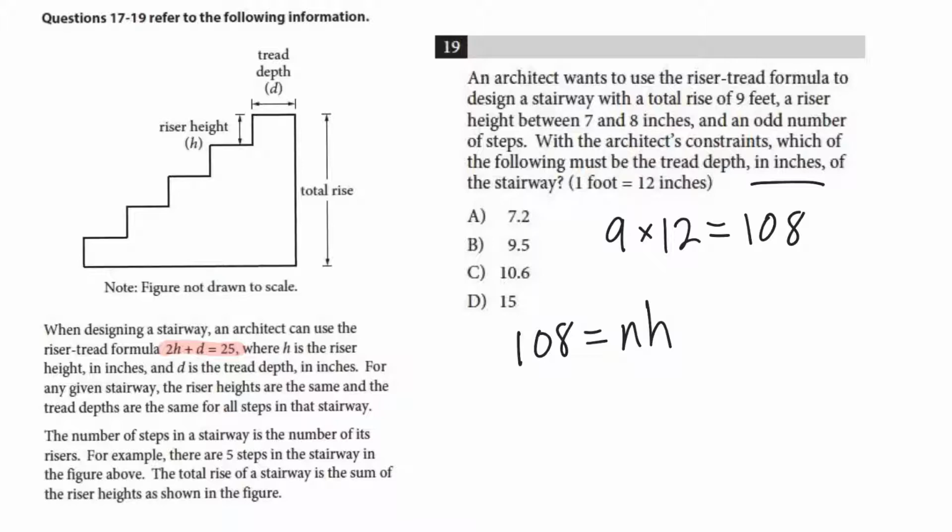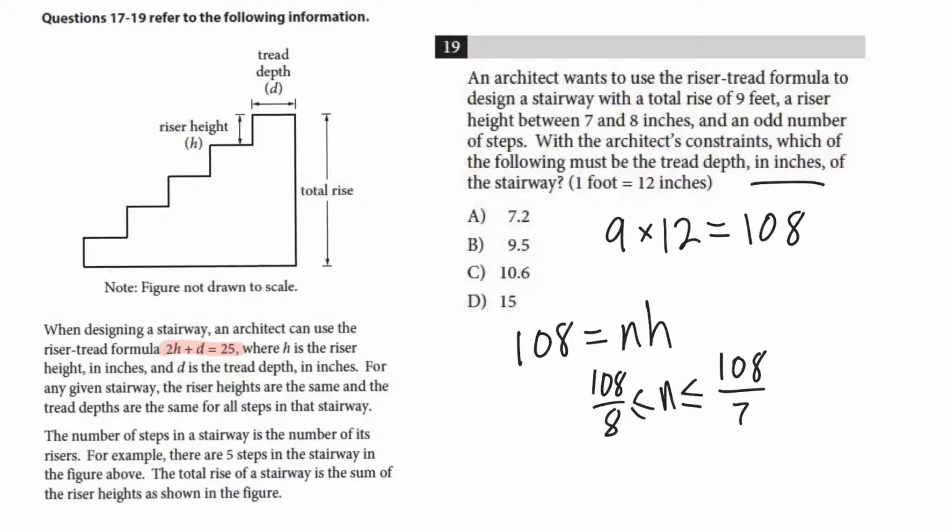We also know that the minimum riser height is going to be 7 inches, and the maximum riser height would be 8 inches. The maximum number of steps would be when the riser height is the smallest. So the maximum number of steps would be 108 divided by 7, and the minimum number of steps would be 108 divided by 8. So the number of steps will be less than or equal to 108 divided by 7.